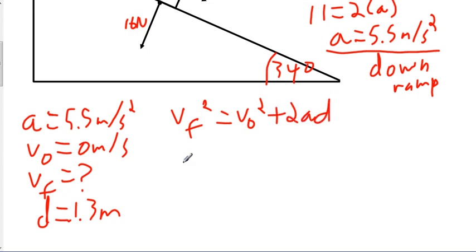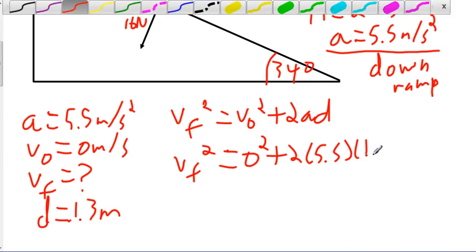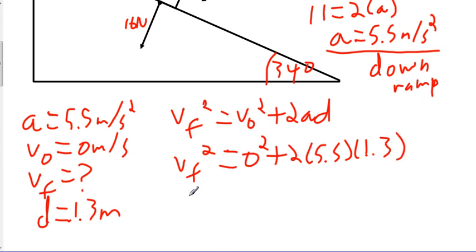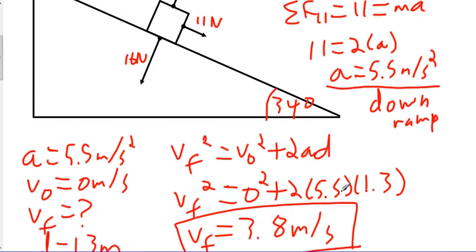So we start plugging things in. We get vf squared is equal to 0 squared plus 2 times 5.5 times 1.3. And when you work this out, you should get a final velocity of 3.8 meters per second. And that is our final answer.